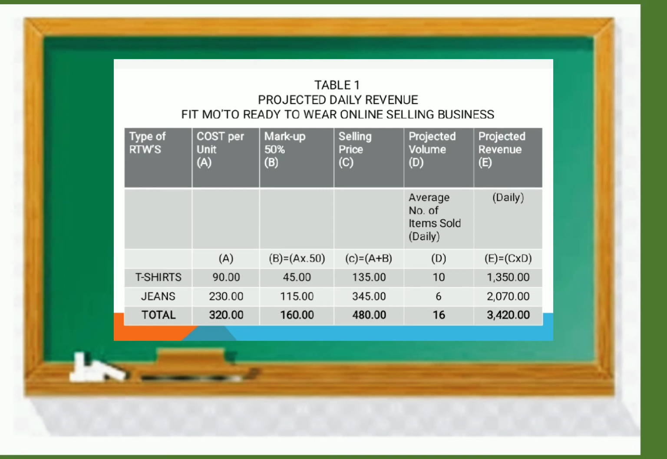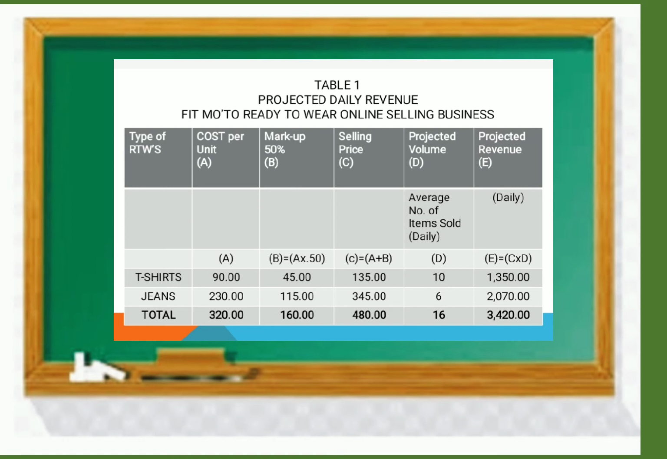So, jeans, natay 230. The markup for the 50% is 115. So, 230 plus 115 is 345. Unom ka buok imo ang nahalin anang adlaw. So, 6. So, 345 times 6, we have 2,070 pesos ang imo ang kita for that day. Okay. So, pila imo ang cost sa total? 90 to 30, 320. Pila imong markup?